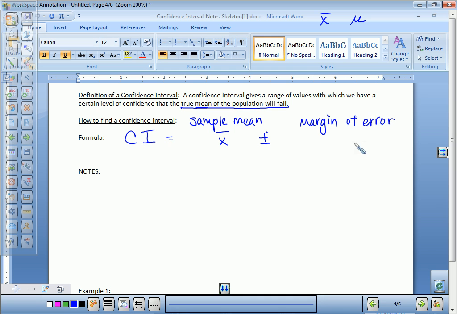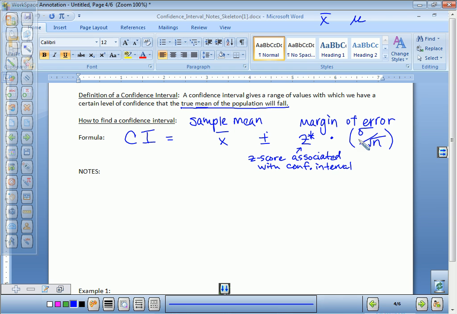Now this is the formula to find the margin of error. It is Z star, and Z star represents the Z-score associated with the confidence interval. I'll show you how to find that in just a second. That's not supposed to make sense yet. Times the standard deviation of the population divided by the square root of n.